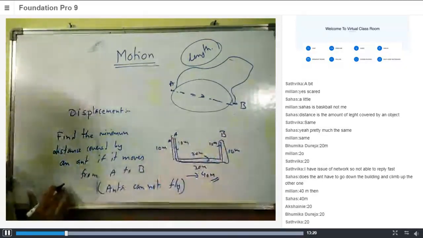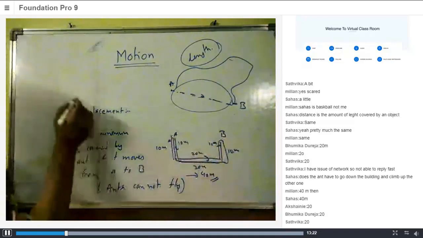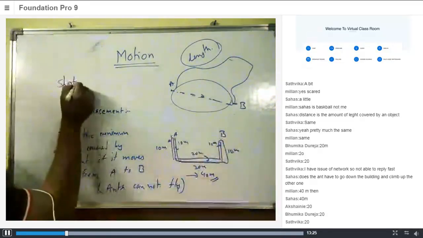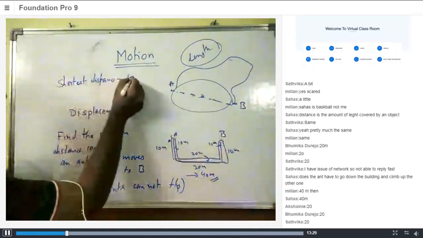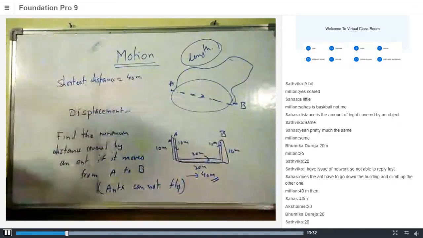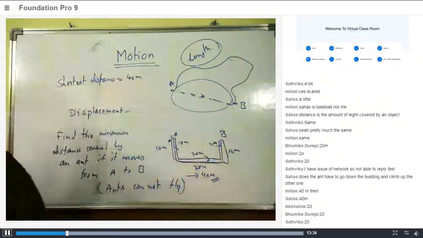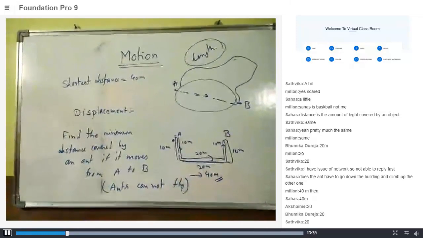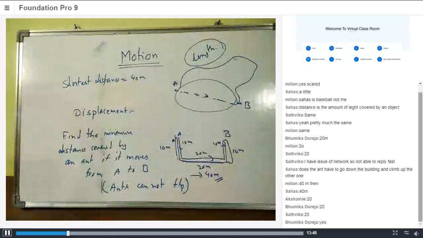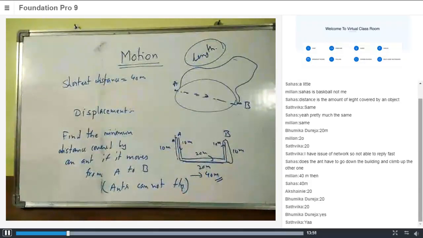So what is the shortest distance covered by the ant? The shortest distance is equal to 40 meters. There is absolutely no doubt in that. What is the shortest distance covered by the ant? It is 40 meters. I hope it is clear, Satvika, Bhumika, and Akshani. Sahas, Milan got it right, but the other three, is that clear? Shortest distance is 40 meters. Fine. Very good.